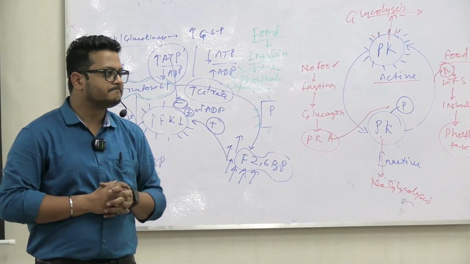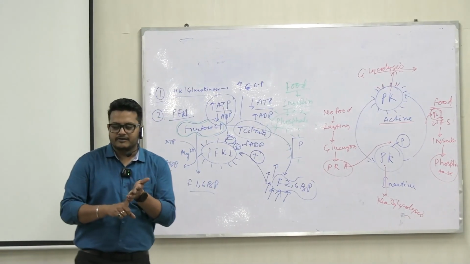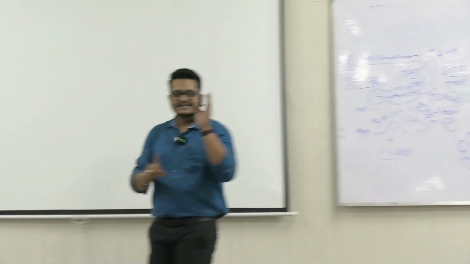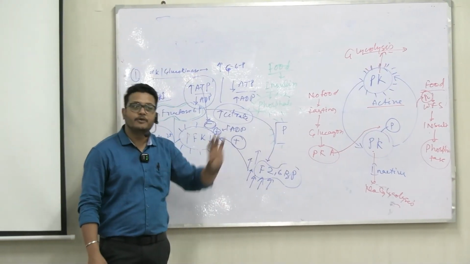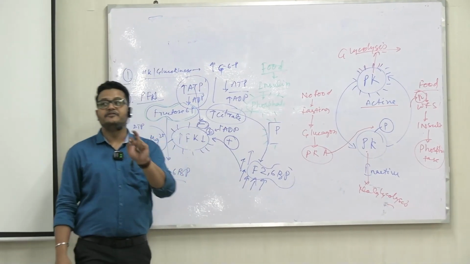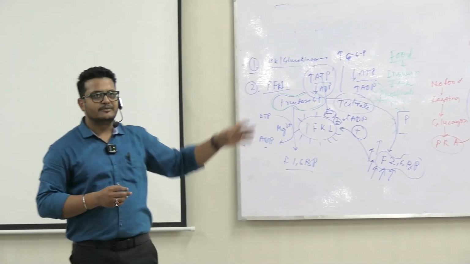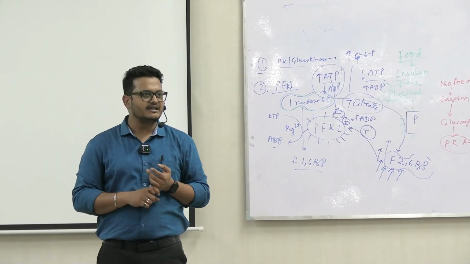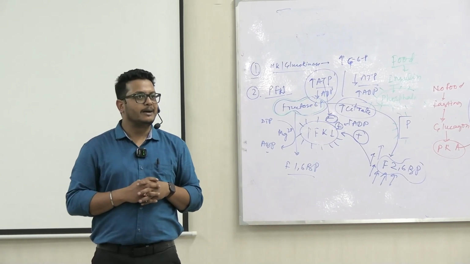Am I clear? Am I clear to all of you? From this topic, glycolysis, what is important for you is this part, regulation. Very important. Second is deficiencies. The commonest of the deficiencies from this metabolism is pyruvate kinase deficiency. Very rare but still the commonest.